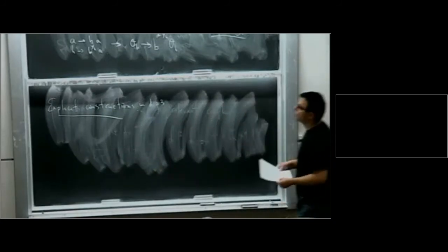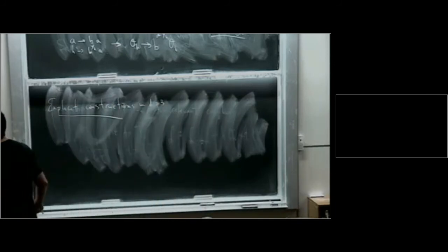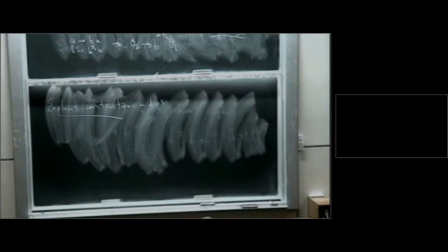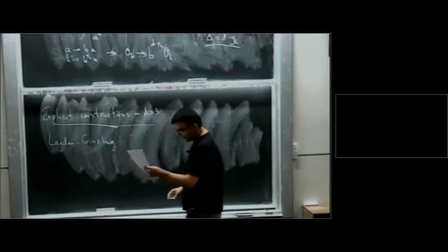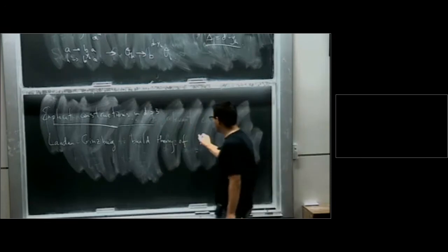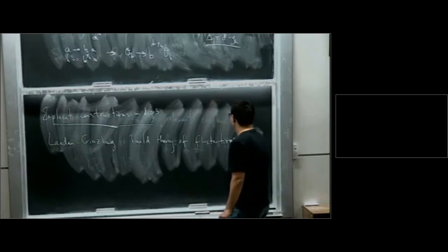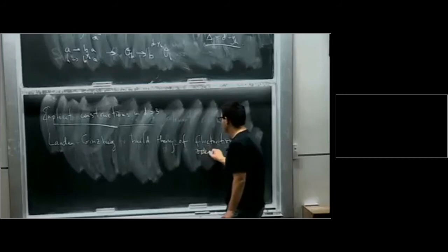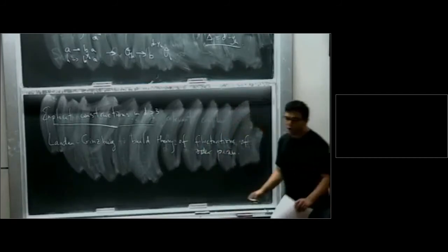So first, I want to mention the idea by which, if we have a second order phase transition where some symmetry is broken, like in this case, there's a Z2 symmetry that's spontaneously broken on this side, the idea for constructing the field theory that describes this is due to Landau and Ginzburg. The idea is to build a theory of the fluctuations of the order parameter. That's the thing that acquires a non-zero expectation value.